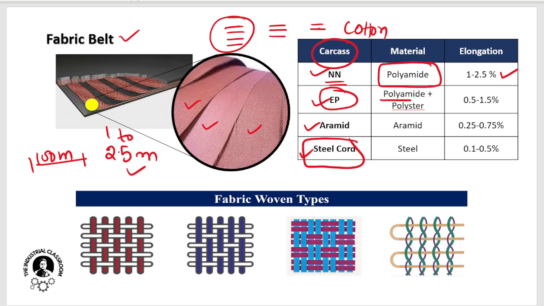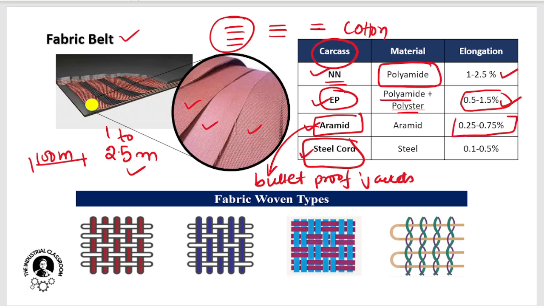These are a combination of polyamide and polyester, and their elongation is very low compared to the NN belt. We can say that it elongates less. Next, we have the aramid belt, and remember what this aramid is? These materials are also used for making bulletproof jackets, right? So you can tell how much stronger they might be. Its elongation is very low, 0.25 to 0.75%. For example, in a 100 meter belt, we can find an elongation of 25 to 75 centimeters. Very low, right? Next, steel cords. Steel cords we will learn later.